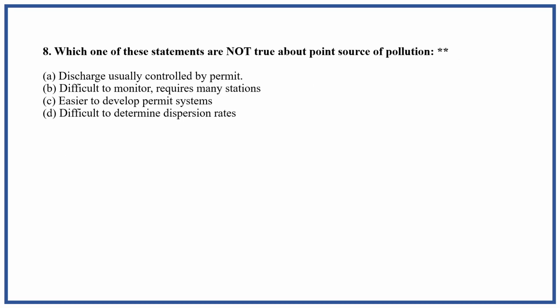So the next question is, which of the statements are not true about point source of pollution? So here we have given some statements. We have to tell which one are not true. Please be cautious in this question because there may be more than one correct answer. So it's a multiple correct answer type question. Anyone wants to try? We have just discussed about the non-point sources of pollution. So it is about the point source of pollution.